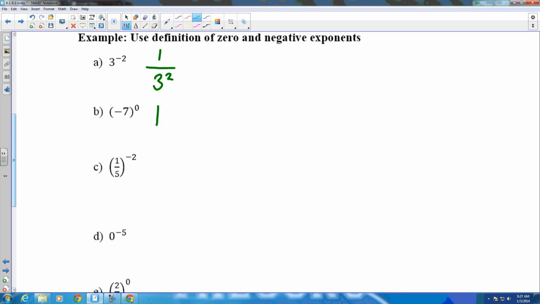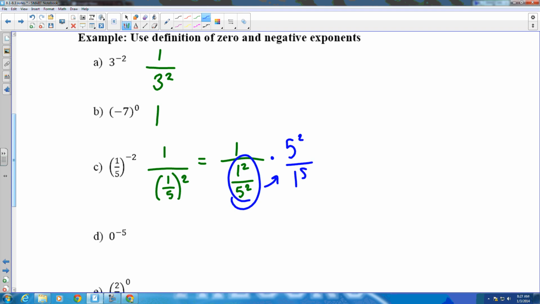C, we need to make the reciprocal 1 over 1/5 quantity squared, and now I need to distribute that squared. That's the property from section 2, 1 over 1 squared over 5 squared. Now we have division here involving fractions, and we can't divide fractions, so we have to multiply by the reciprocal. The reciprocal of the bottom is 5 squared over 1 squared. That's the same thing as dividing. So we can actually just simplify that, because 1 squared is just 1. We don't need to write that. So our final answer is just 5 squared.